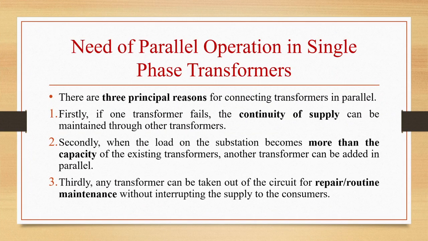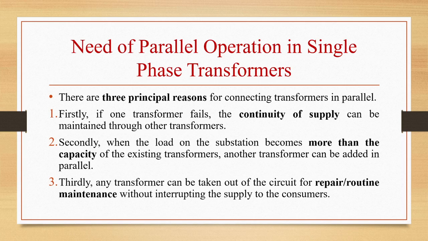What is the need of parallel operation in single phase transformer? So there are three principal reasons for connecting transformers in parallel. Firstly, if one transformer fails, continuity of supply can be maintained through other transformers. So this is a primary advantage of connecting transformers in parallel. That is, if one of the transformers fails, then supply will be continued with another transformer.